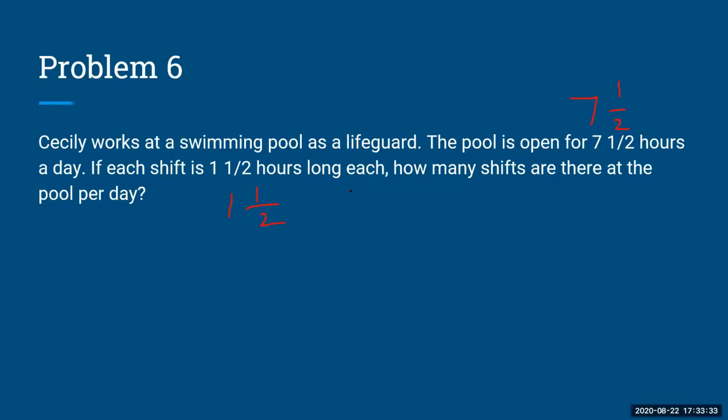Nice try, Zoe, but I don't think that's the right answer. I'm not gonna answer that for you, Boya. You figure it out yourself. Yes, you're right. 5 shifts. Yes, that's right. There are 5 shifts per day.